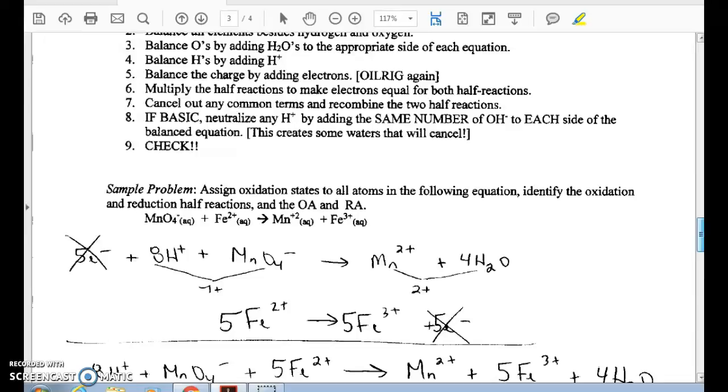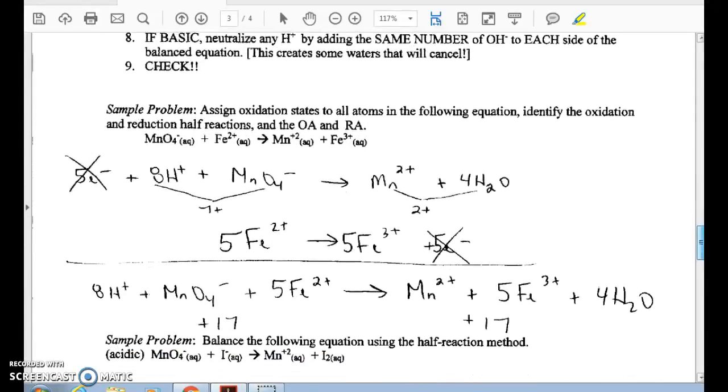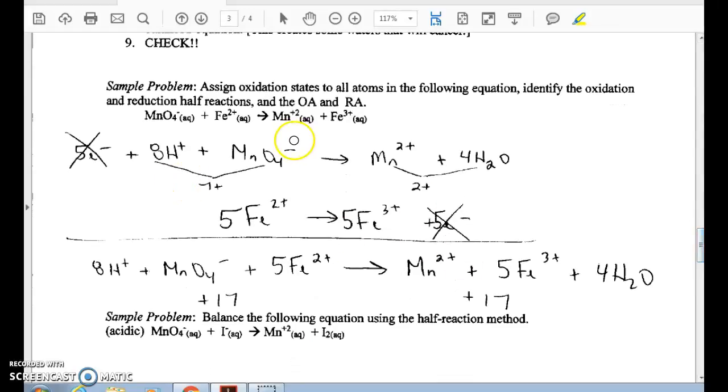So when I have a skeleton equation, like I do in this first sample problem, the first thing I do, according to the rules, is I divide the equations into an oxidation and reduction half reaction. So essentially, I just split up into two parts. The permanganate ion changing into manganese, and I could see that this is a +7 permanganate turning into a +2, so that's the reduction half reaction. And the iron 2+ changing into the iron 3+ is the oxidation half reaction. So first I just split those two halves of the reaction apart.